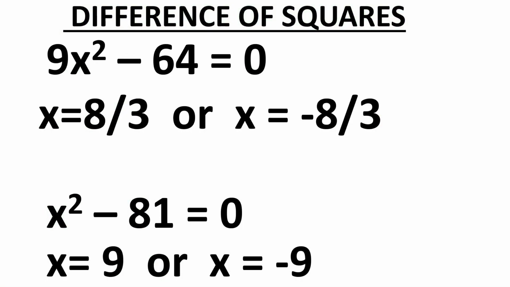So we'll see the summary from the two questions, the first one being 9x squared minus 64 equals 0. Our solutions are x equals 8 over 3, or x equals minus 8 over 3. And then for the second question, which is x squared minus 81 equals 0, our x is either 9 or minus 9. So I believe that's very clear. Thank you.